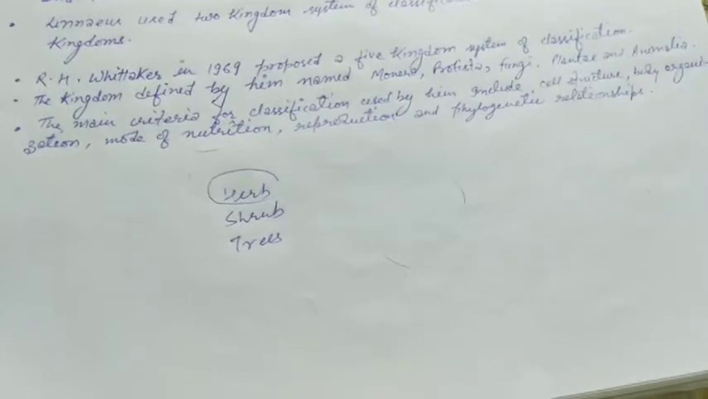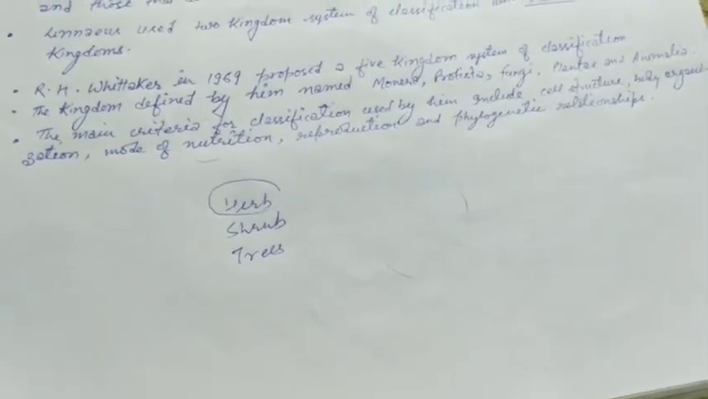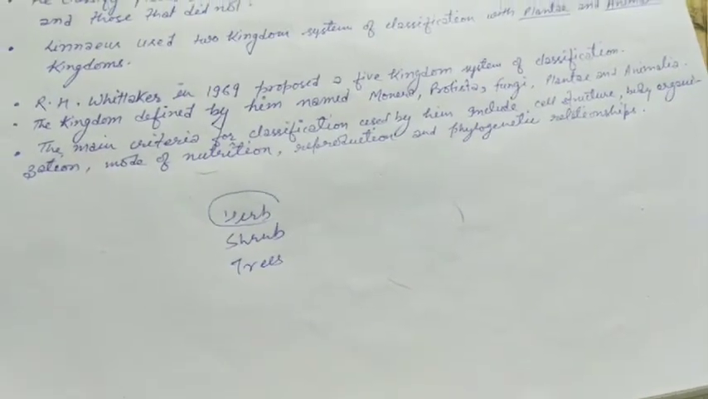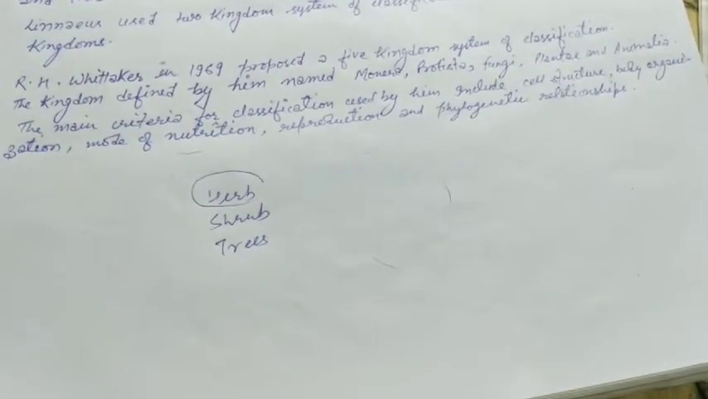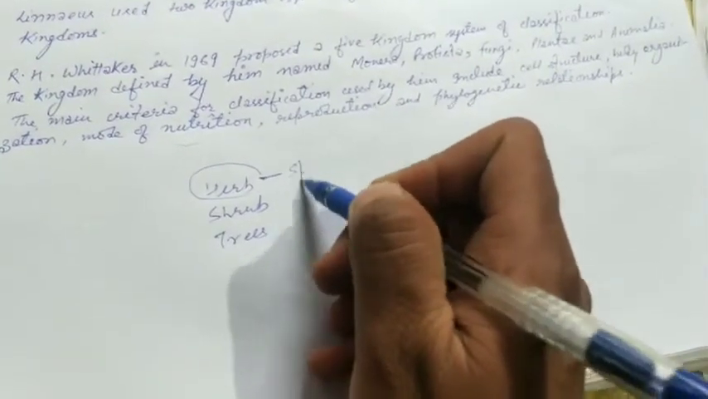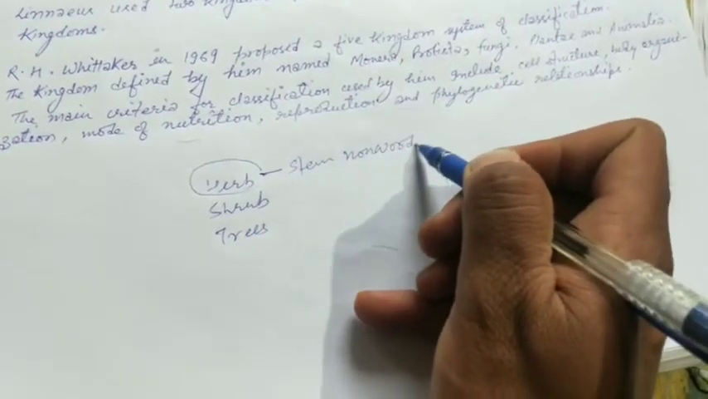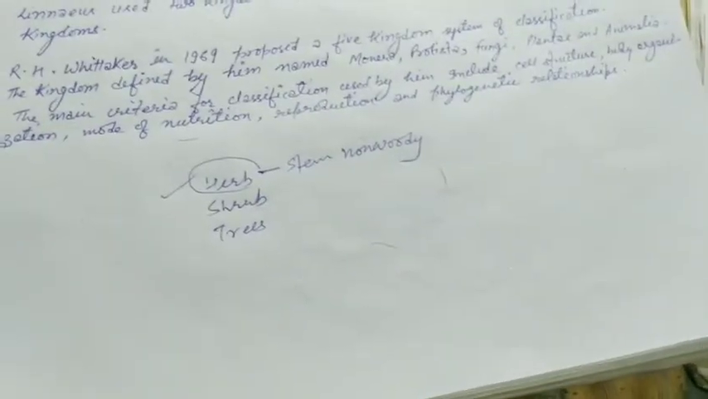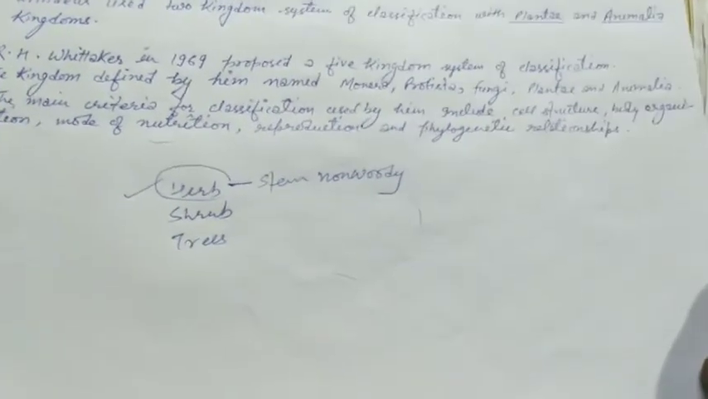Herbs are the smallest of plants. The height usually ranges below a meter, and the stem is usually green and herbaceous. Herbaceous stem means the stem is very weak, without any timber, non-woody. So in herbs the stem is usually non-woody. They are very weak, and usually the annual plants are herbaceous in nature.